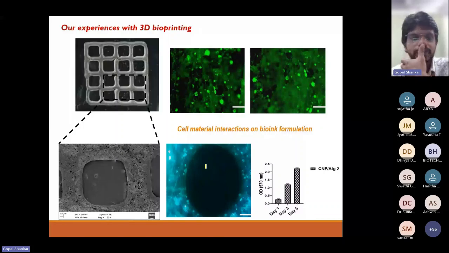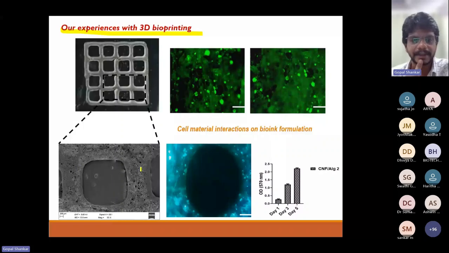So we also do 3D printing. This is a basic grid-like pattern that we developed. And this material is basically cellulose nanofibers and alginate. And when you do a SEM, you see here, this is a SEM morphology of the 3D printed structure. And you can see there are a lot of pores here. So these pores are very, very essential for the cell penetration activities.